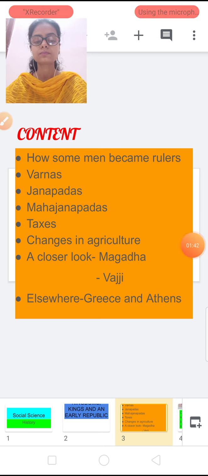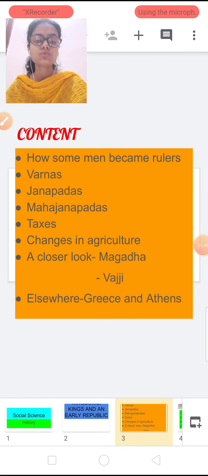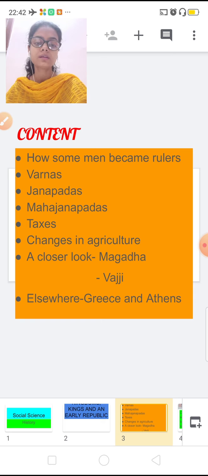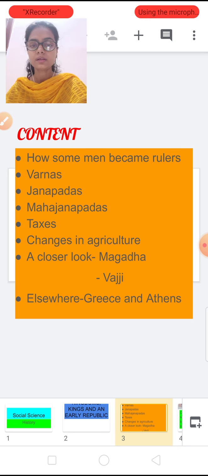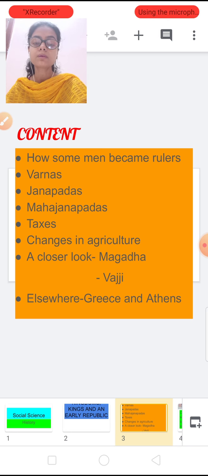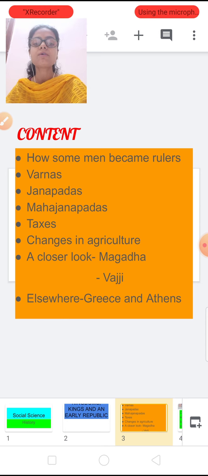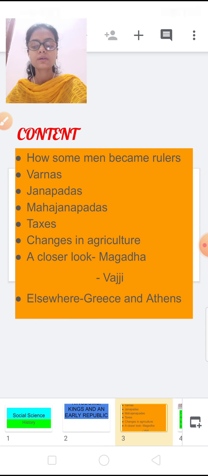So everybody knows that according to nature a king's son would be the next king, but sometimes it also happened that some other people became rulers by performing sacrifices. So these are all the content lines of the chapter Kingdoms, Kings and an Early Republic.